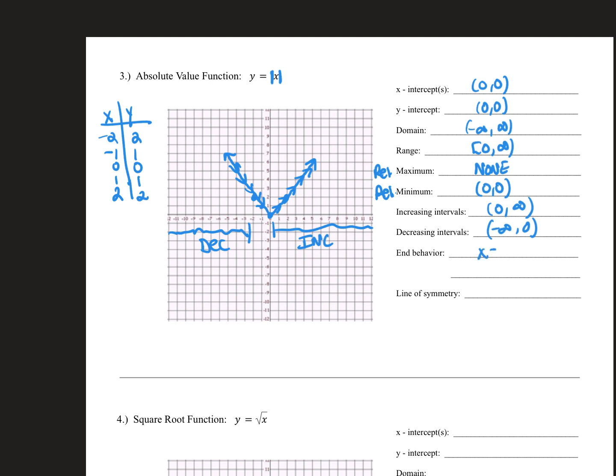End behavior as x goes to the left, as x goes to the right. What's happening to my function in terms of the y values? So left side, it's going up, +infinity. Right side, it's going up, +infinity. Line of symmetry, this one has one. I can draw it similar to what I had on our quadratic function. There is a vertical line I can draw straight through the middle of that graph, and both sides are going to mirror each other at x equals 0.